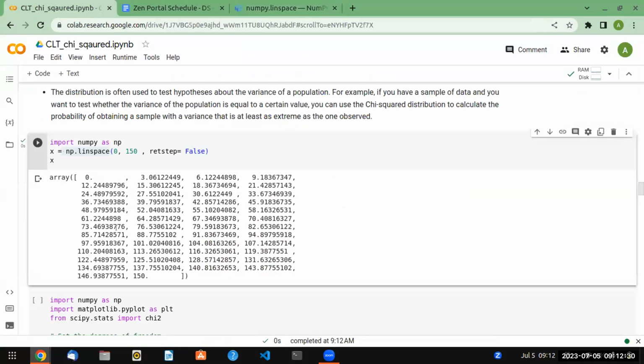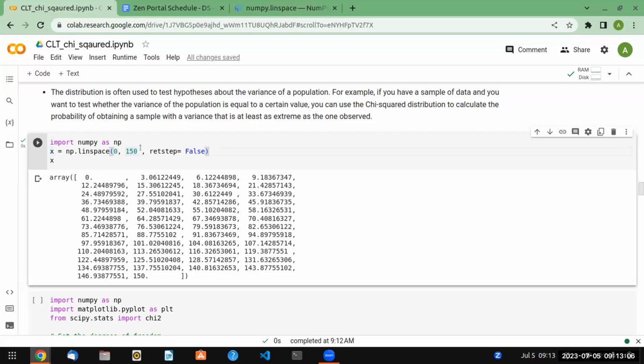Now why is there a spacing of 3? 0, 3, 6, 9. Because the ending is 150 and we have to find 50 numbers equally, so 150 divided by 50. Did you understand what is happening? From 0 to 150 we generate a total of 50 numbers, that means 150 divided by 50, and that's why the space is 3. That is evenly spaced: 0, 3.06, 6.122, 9 point.